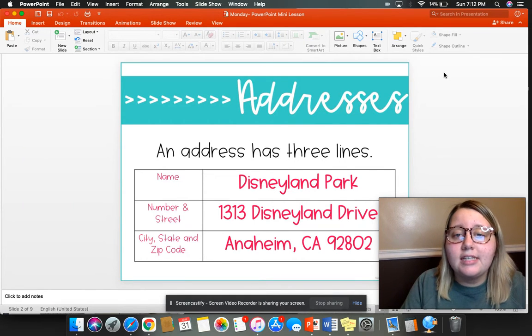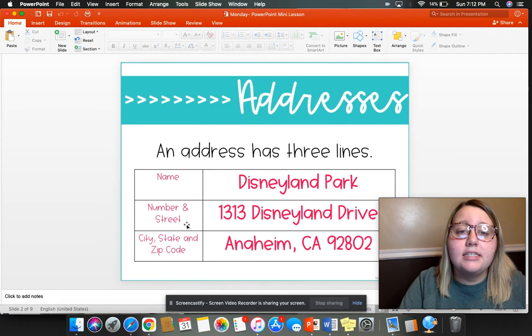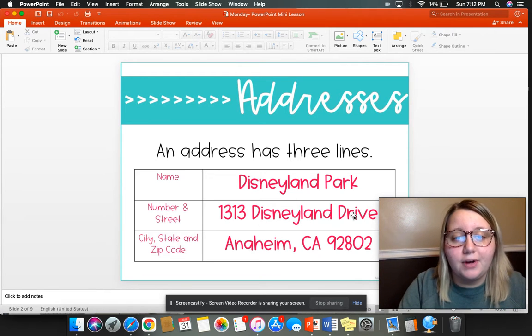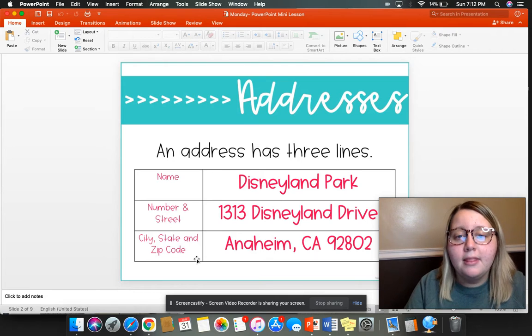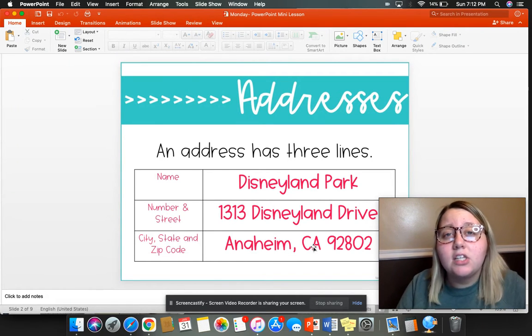So an address has 3 lines. First has the name. So the name is Disneyland Park. Then it has the number and street, which would be 1313 Disneyland Drive. Then it has the city, state, and zip code. Okay. So notice you have the city, then state. A lot of the states are abbreviated.